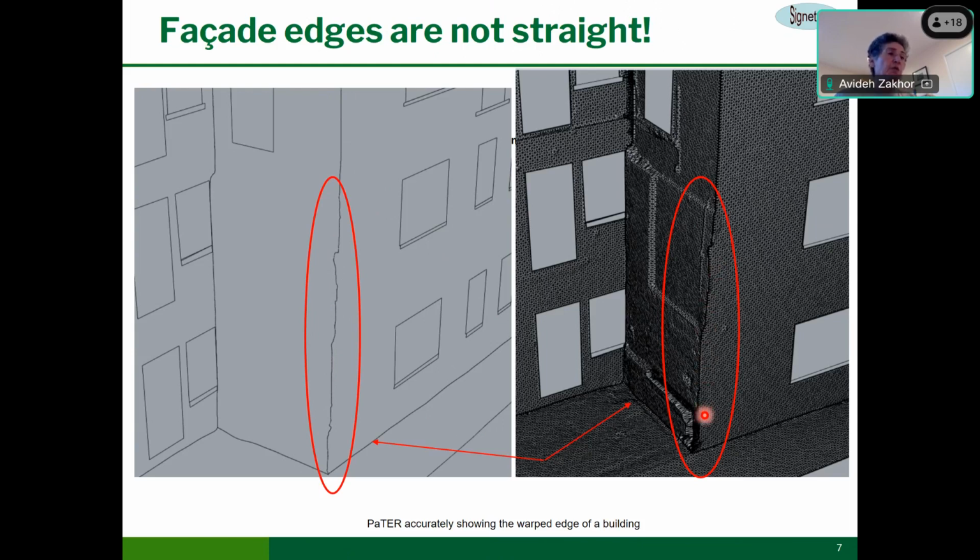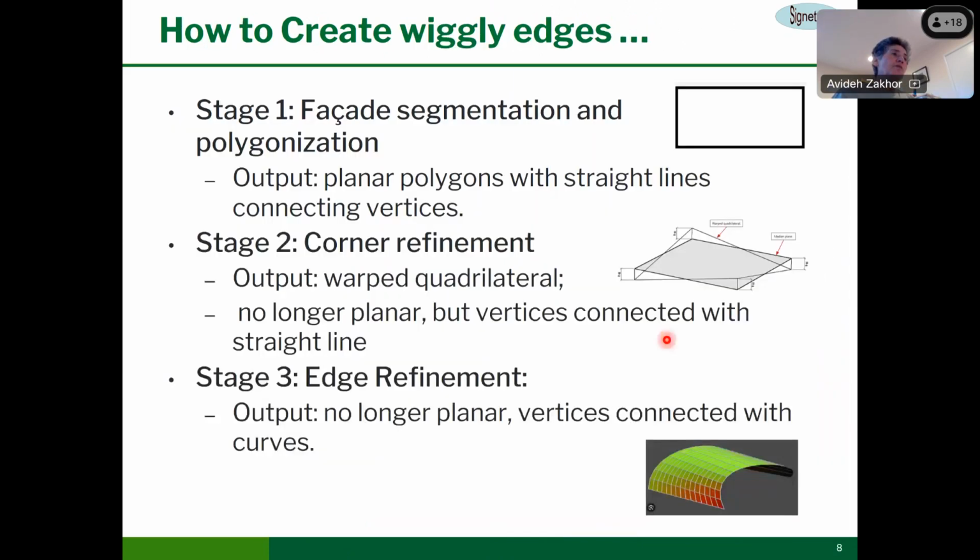And when you're trying to capture as-built conditions, all of these non-idealities, the warped edges and everything, need to be modeled. So to deal with that, we've come up with a 3-stage approach. The first stage is we just model the easiest thing: everything as a planar polygon. In this case, our polygon is just a rectangle. All 4 vertices are in the same plane, and the vertices are connected with a straight line. So that's the simplest, most naive way of modeling things.